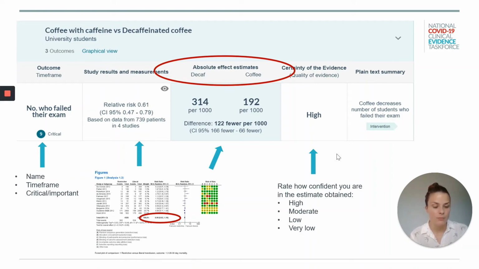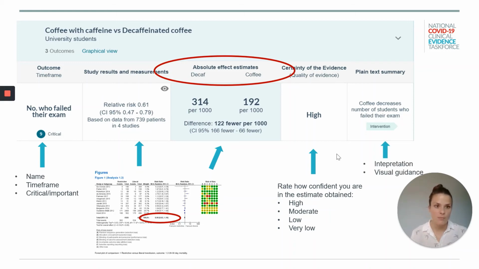The fourth column is where we rate the certainty of the evidence. So how certain are we that the results that we have obtained in our meta-analysis actually represent the true effect? I'm not going into details with how you rate the certainty of the evidence. I will be doing that in another video. However, just so you know, you may obtain 4 different levels of certainty, that being either high, moderate, low, or very low certainty of evidence.